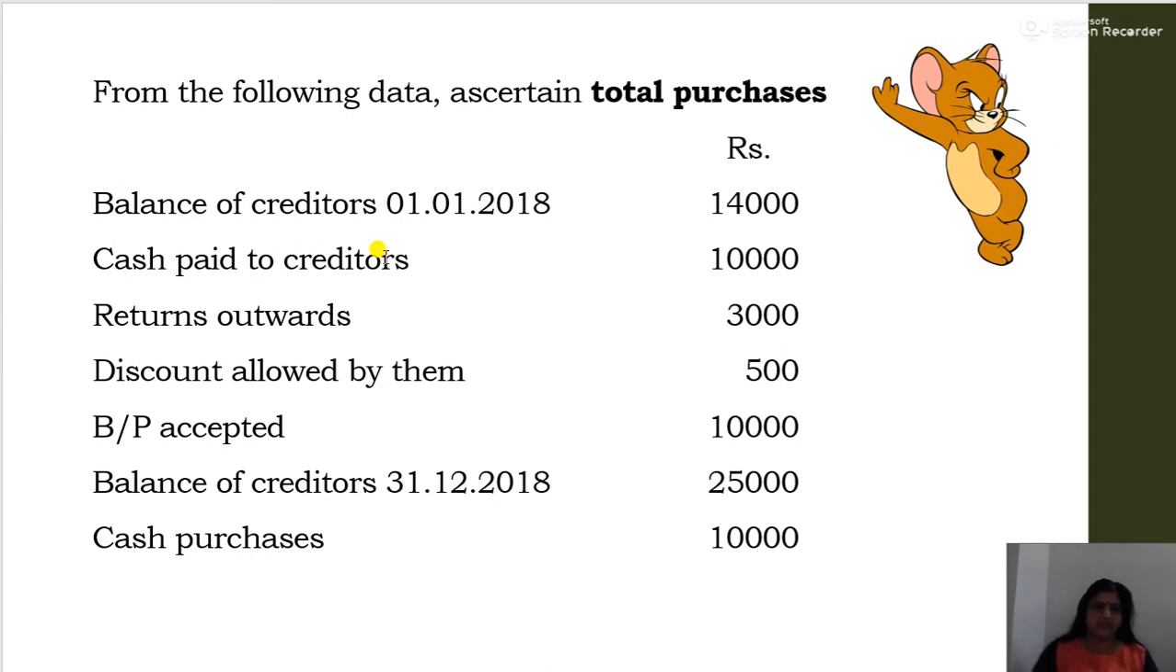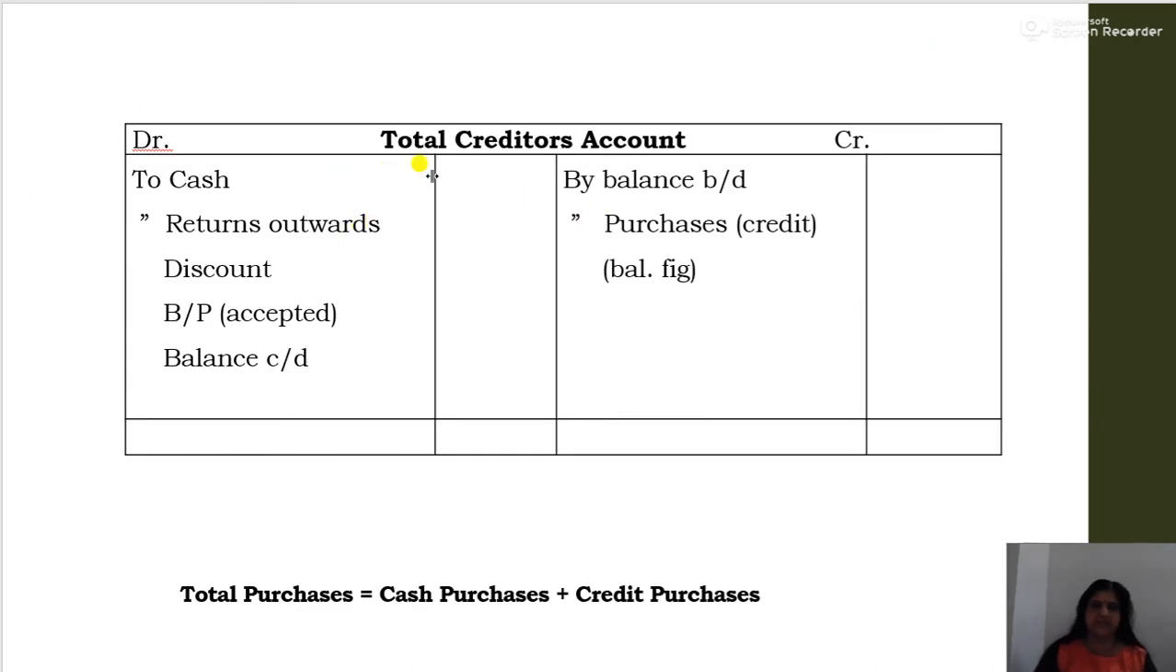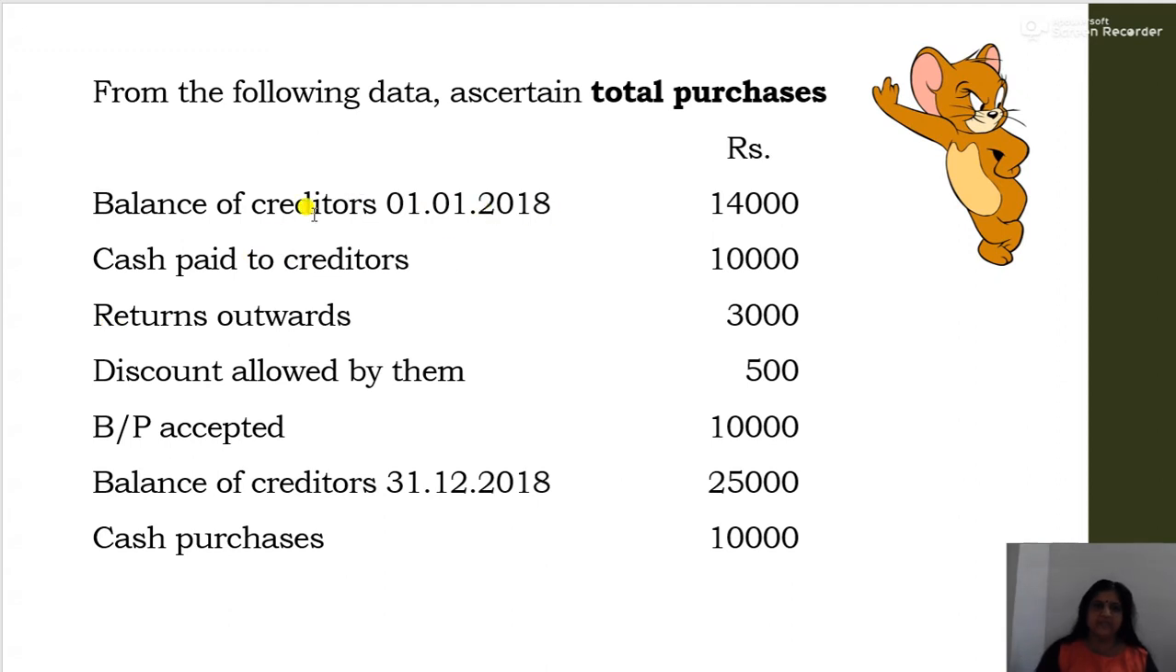Now, so this is the total creditors account. Then now we can write the amount, so this is the question. Balance of creditors on 1/1/2018, that is the opening balance of creditors. On which side will you write the opening balance? The creditors account is a liability, so it will have a credit balance. So on the credit side we will write rupees 14,000.